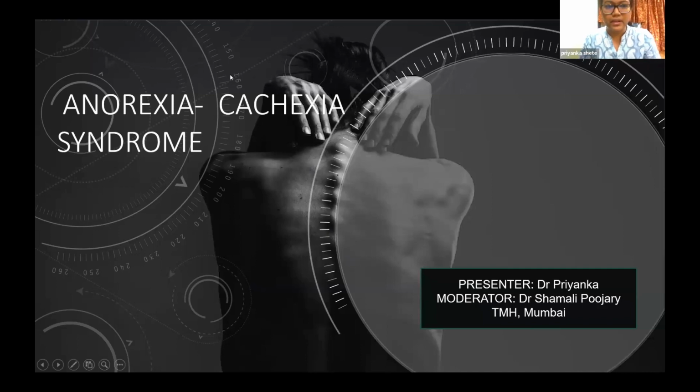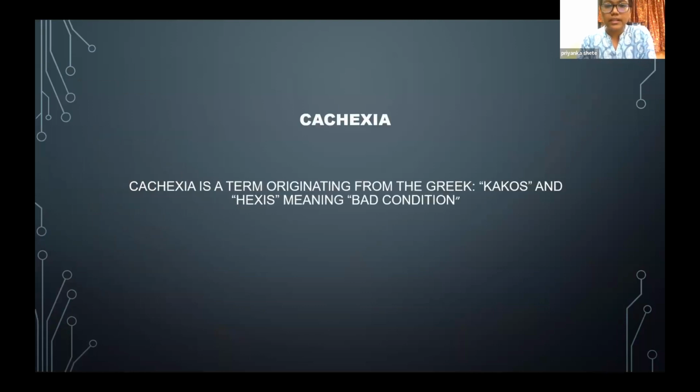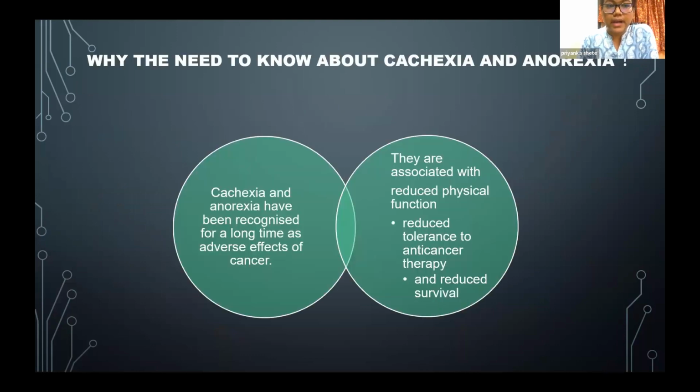Good morning, everyone. I'm going to present anorexia cachexia syndrome and its management. Outline of this presentation: definition, incidence, etiology, pathophysiology, stages, classification, assessment, and management. Cachexia is a term originating from the Greek kakos and hexis, meaning bad condition. Then why the need to know about cachexia and anorexia?